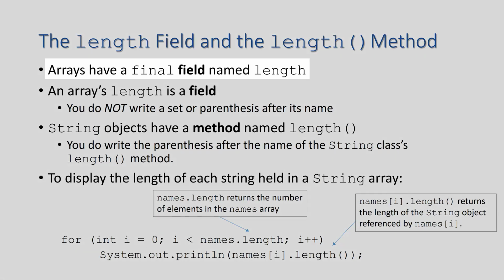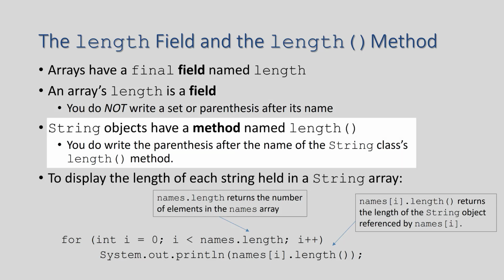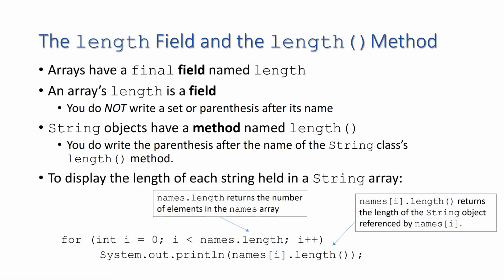When dealing with arrays, length is a field and returns the number of elements in the array. No parentheses are used after the length field in an array. When dealing with string objects, length is a method and therefore must include parentheses. The example code will iterate through the names array because names.length returns the number of elements in the names array. At each iteration of the loop, the length of the string referenced by the element is output.